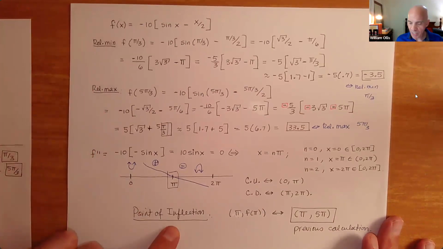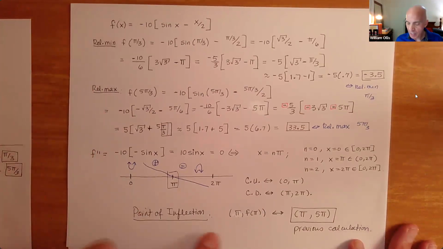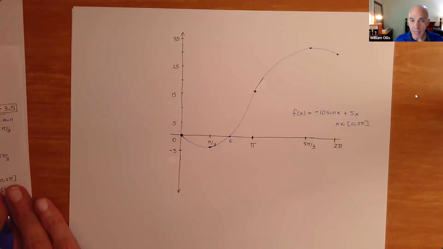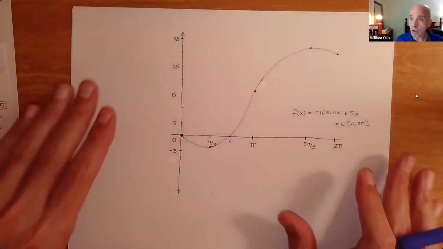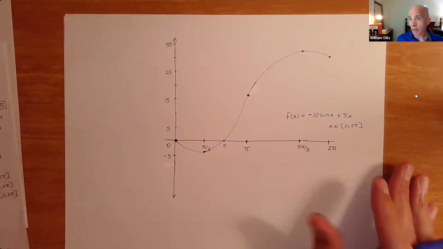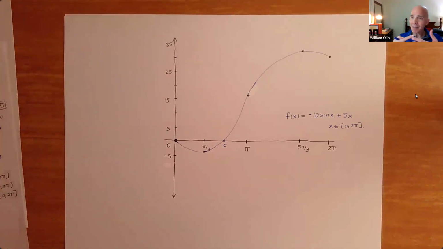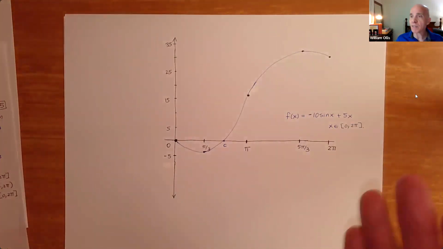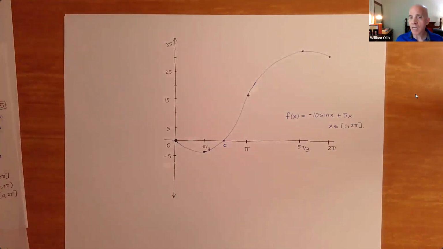And then, of course, we get a point of inflection that occurs at the ordered pair (pi, 5 pi). So when I say this is a work of art, this is a work of art because of the calculus analysis and the pre-calculus analysis. Combining the two gives us this marvelous analytical technique to provide a beautiful structure.